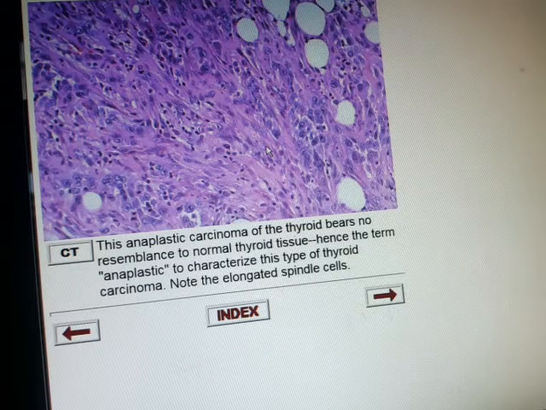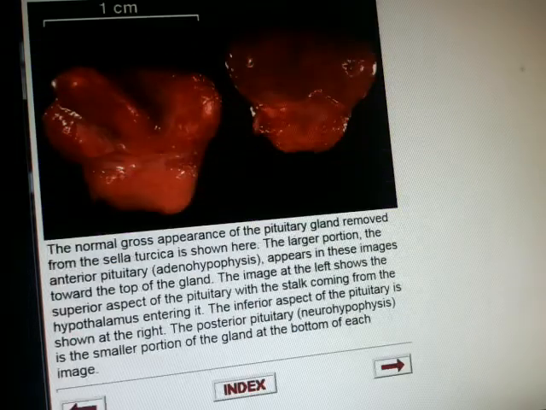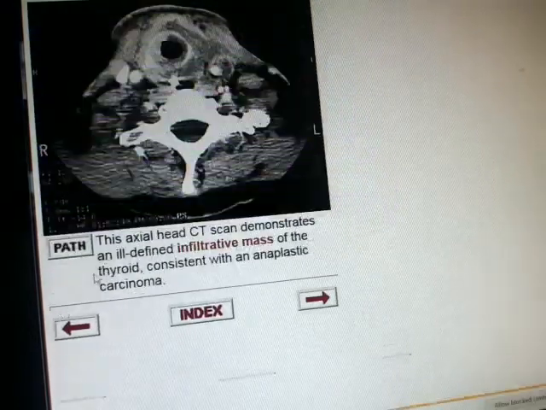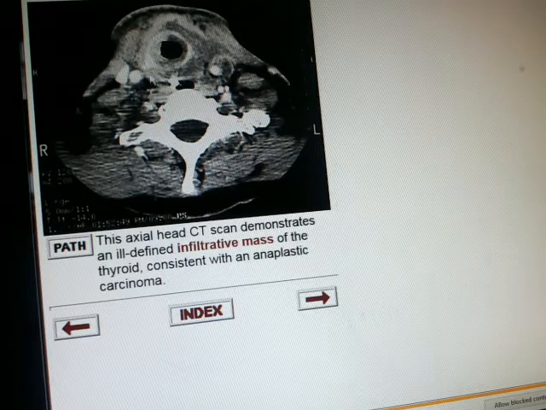This is a high power of anaplastic thyroid carcinoma. It doesn't look like normal thyroid tissue anymore. So the name anaplastic carcinoma derives from its loss of normal thyroid appearance. On this CT scan, we can notice the infiltrative mass here within the right lobe, into the left lobe, and into the adjacent structures or adjacent soft tissues.